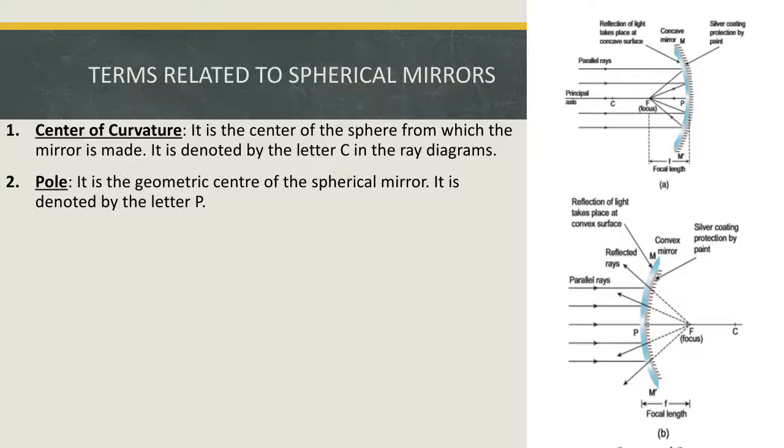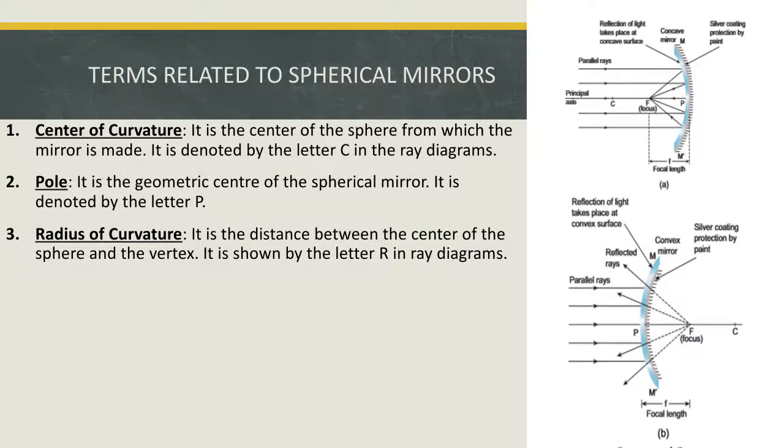Okay. Pole. It is the geometric center of the spherical mirror. It will always be denoted by capital letter P. This mirror, which is taken out from a sphere, will have a center too, and that center is called the pole. So there are two centers. One is the pole, the geometric center of the spherical mirror. Another one is the center of curvature. That center of curvature is the center of the sphere from where this mirror has been taken.